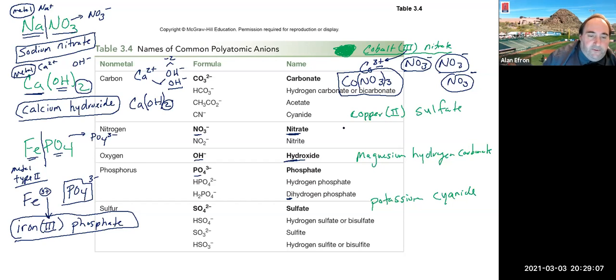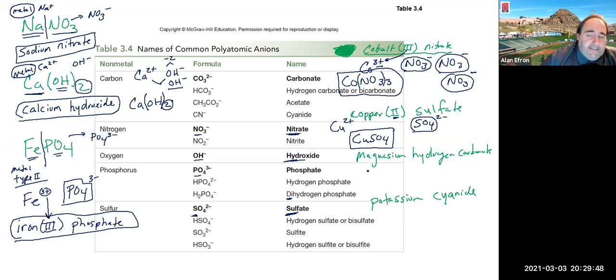Copper Roman numeral 2 means we have a copper with a +2 charge, again, because of the Roman numeral. Sulfate right there, that is SO4 2-. Again, here, this entire thing has a -2 charge. Copper's got a +2 charge. We're good to go in this case. That's +2 -2. You just need 1 of each of those. No need for parentheses here because there's only 1 sulfate, and you can just write CuSO4. Question on that one?